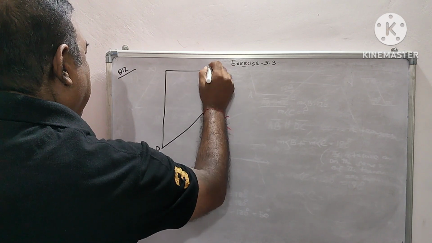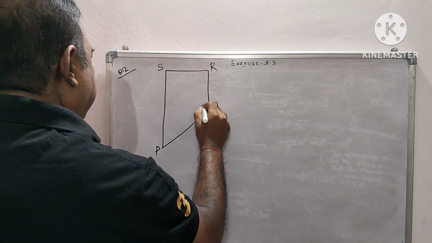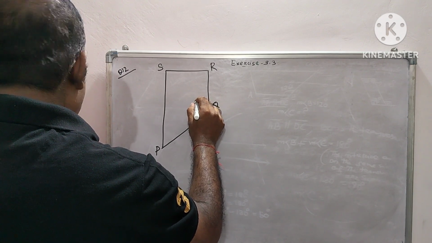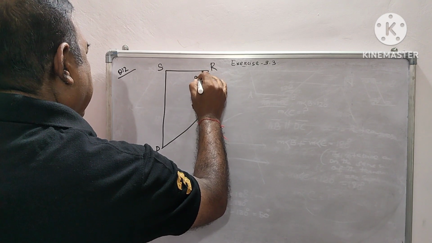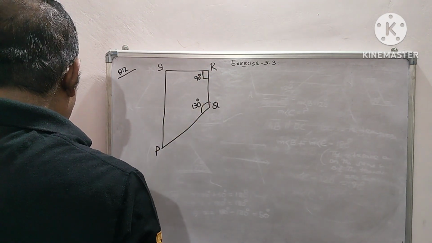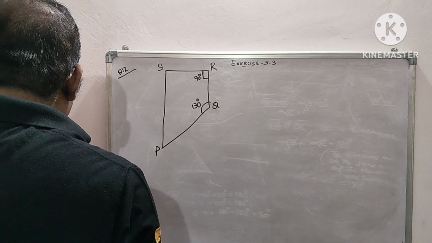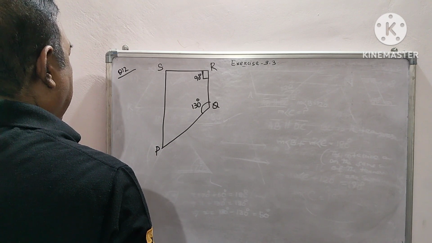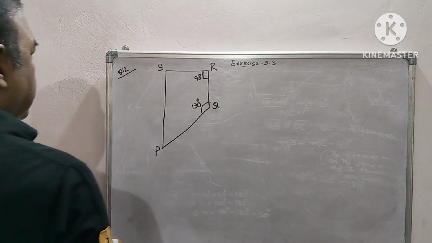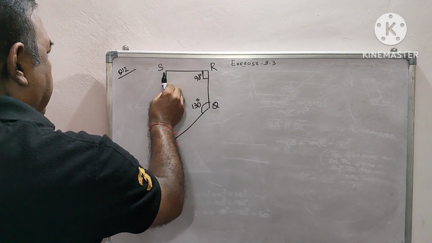P, Q, R, S, 4 vertices, 130 degree. This symbol shows that this is 90 degree. And we have been asked to find the measure of angle P and angle S if SP is parallel to RQ. So this is SP, this side, and this is RQ.